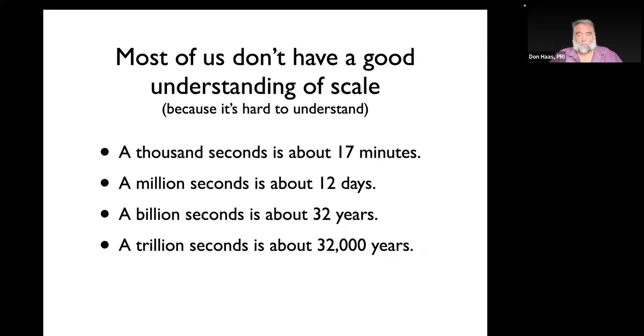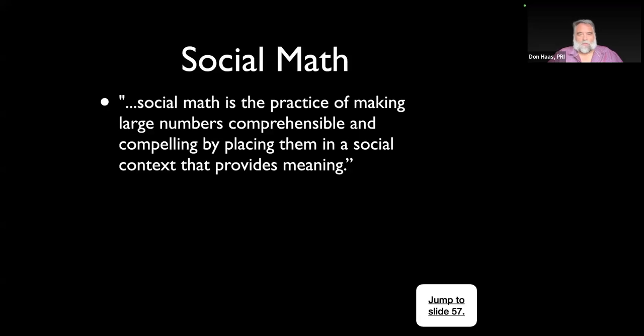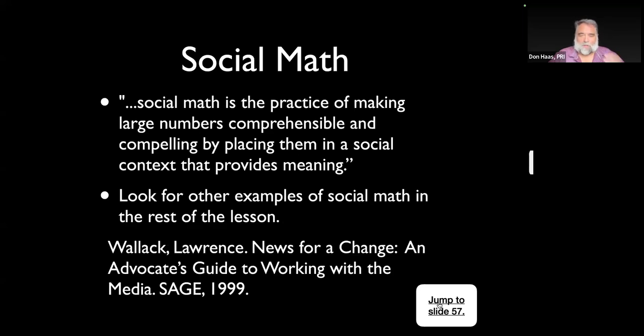So 1,000,000,000,000 seconds ago was before the dawn of agriculture and civilization as we generally think about that. And if we go to 10 trillion seconds, Homo sapiens have not been around quite that long. I think the best guess on how long ago humans emerged as a species is about 300,000 years ago, and 10 trillion seconds would take us back to 320,000 years ago. These are examples of social math, and they're just a strategy for helping folks understand really hard to understand, either really big or really small numbers. And there's a citation for that.